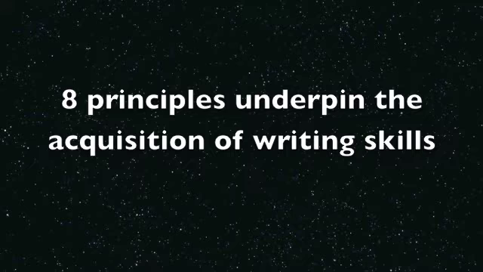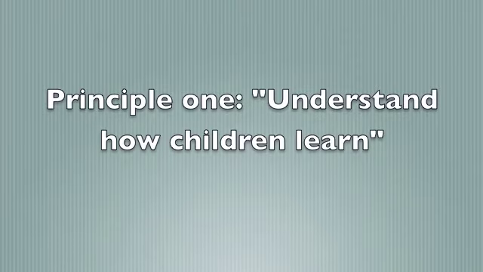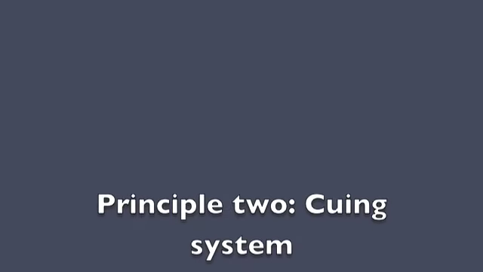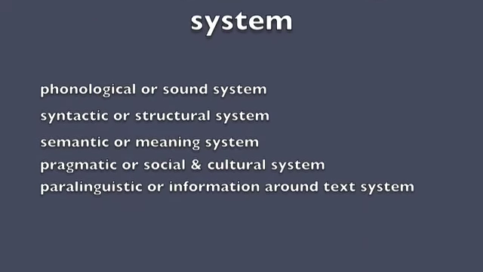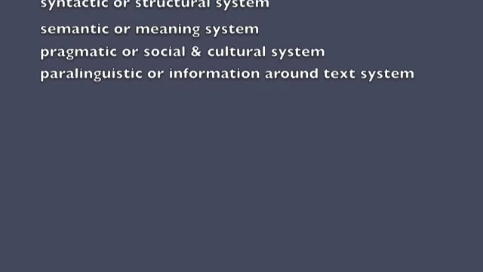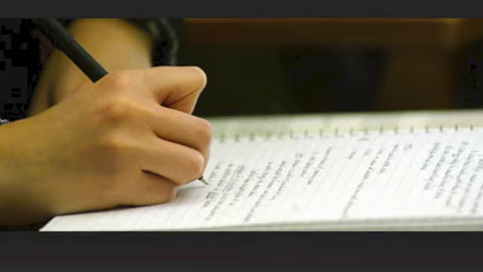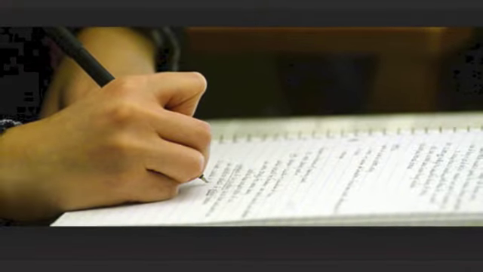The first principle discussed by Tompkins, understand how children learn, believes that instruction should be a balance between teacher-centered and student-centered theories, also known as behaviorism and constructivism. The second principle supports the use of the cueing system. The cueing system includes the phonological, syntactic, semantic, pragmatic, and paralinguistic systems. Together these systems make meaning, and all 5 may be used simultaneously as you write.